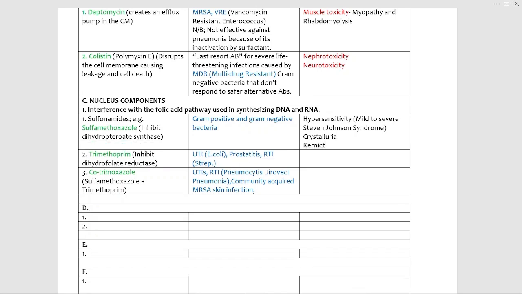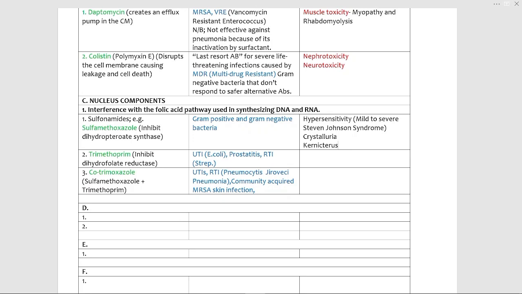Also, we may see kernicterus. Someone is asking, what is kernicterus? Let me explain. Kernicterus is very common in neonates. It concerns pregnant women in the third trimester towards delivery, and neonates. In these groups, sulfonamides tend to displace bilirubin from albumin. We all know that albumin is a plasma protein that transports bilirubin.